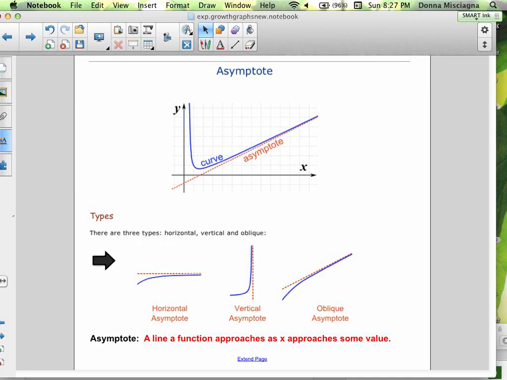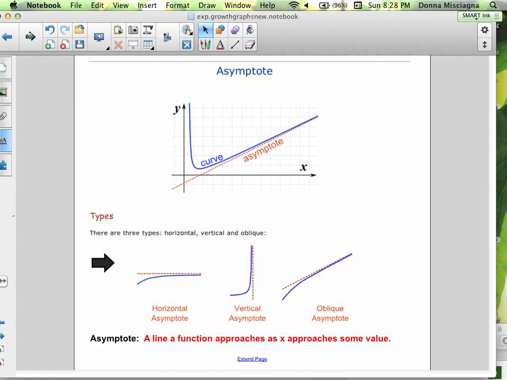at horizontal asymptotes. There is a space in your notes, it's a few slides down, for the definition of an asymptote, and I'd like you to write that definition in your notes. A line a function approaches as x approaches some value. Right? Could be a horizontal line, could be a vertical line, could be a diagonal line, but in our case, it's going to be a horizontal line. Right? And we'll talk about why exponential growth and decay functions have horizontal asymptotes as we go along.